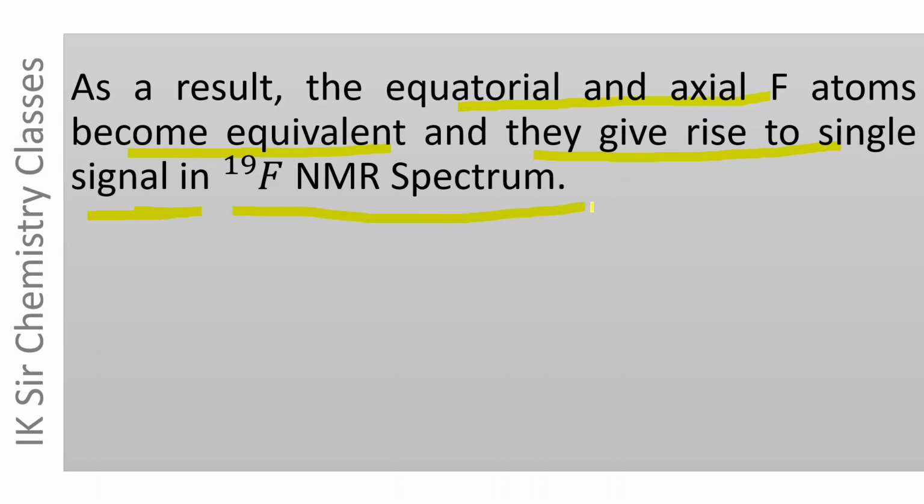The F-19 NMR spectrum of the ClF3 molecule above -60 degrees centigrade, such as +60 degrees centigrade, consists of a single signal because the equatorial and axial fluorine atoms exchange their positions rapidly due to Berry pseudo rotation and they become equivalent.